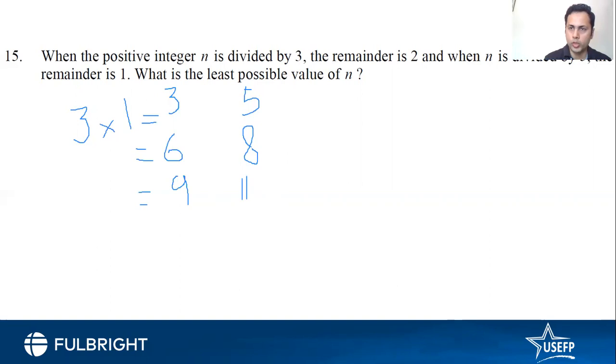Now going back to the question, when n is divided by 5, the remainder is 1. So n might be one of these numbers, but when n is divided by 5, the remainder should be 1. So again, we want a remainder of 1 if we divide n by 5. So 5 multiplied by 1 equals 5.